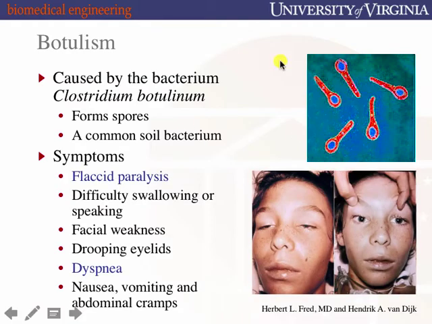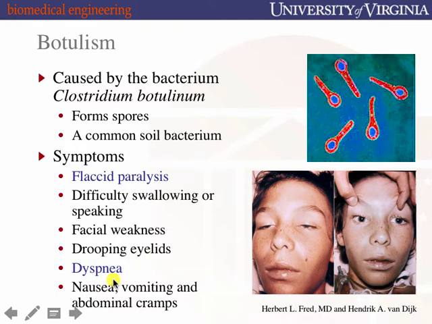All right, so what are the symptoms? Flaccid paralysis sounds awful, and it sort of is. This is where you lose the ability to contract muscles. All of your muscle contraction ceases. This obviously makes it pretty difficult to swallow and speak. You can see clear signs of facial weakness here in this gentleman on the right. Droopy eyelids, right? Dyspnea. This is probably one of the worst.